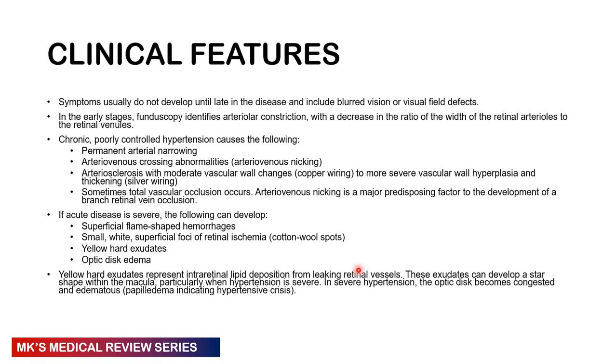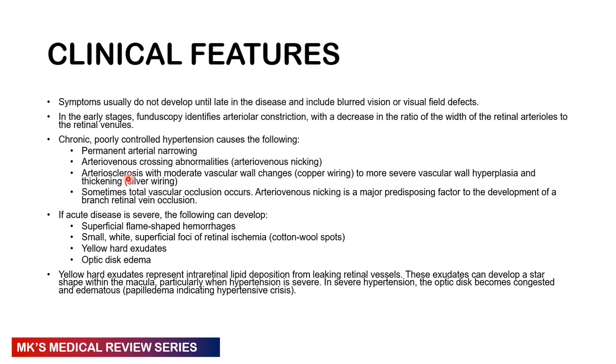So what are the clinical features? The symptoms usually don't develop until late in the disease, and include blurred vision or even visual field defects. In the early stages, fundoscopy simply identifies arteriolar constriction with a decrease in the ratio of the width of the retinal arterioles to the retinal venules. Then with chronic or poorly controlled hypertension, there is permanent arterial narrowing and arteriovenous crossing abnormalities, which is your arteriovenous nicking. I will show you pictures of what this is.